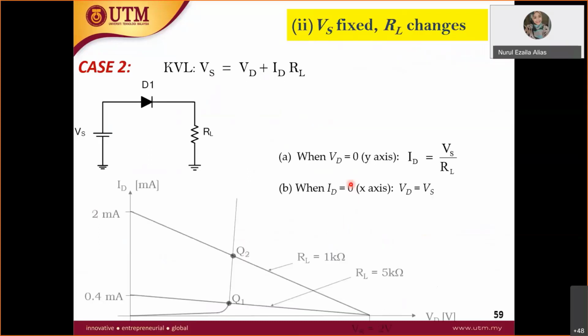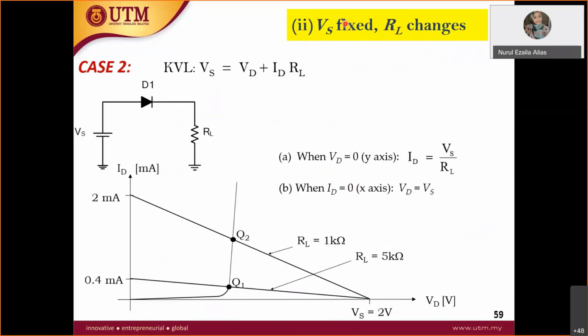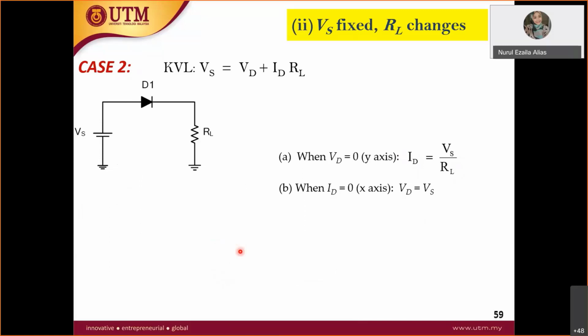For case 2, what happens if VS is fixed? Now VS is fixed and RL changes. If RL increases, ID will decrease, maybe to this point. If RL decreases, ID increases, so it will be at this point. So this is how we change the Q point. The slope changes, and the Q point goes upward and downward. So the operating point will go upward or downward, depending on the value.